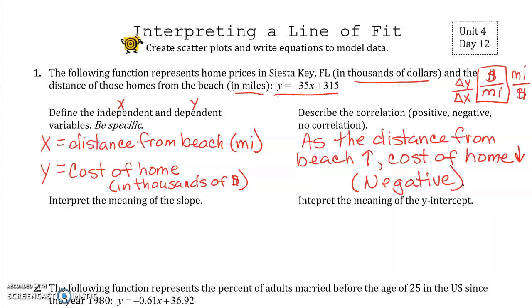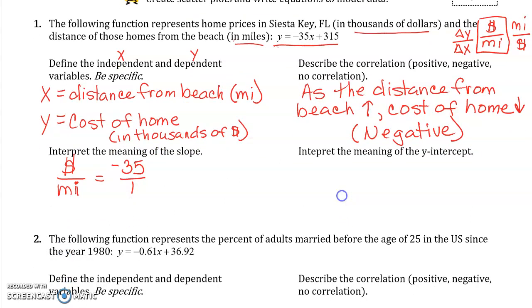We were just talking about the slope over here in this upper right-hand corner. We talked about that our slope was being represented by dollars per mile. Okay. Our cost per our distance from the beach. Well, we know from the equation up above, the slope is negative 35. So think of it in terms of a ratio, negative 35 over 1. So how can we write a sentence or a statement about the slope being a value of negative 35 over 1?